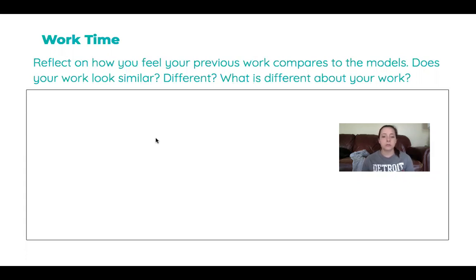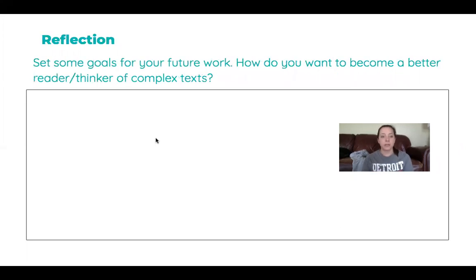So please don't write, my work looks the same, and move on, or mine's different and move on. Really be thinking about why does your work look the same, or why does your work look different? Okay, it's a reflection today. You really have to dig deep into yourself, okay, and look at your work and try to really think about it. For your reflection today, it says set some goals for your future work. How do you want to become a better reader or thinker of complex text?